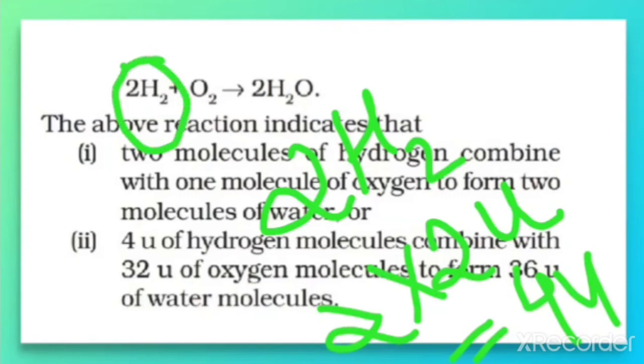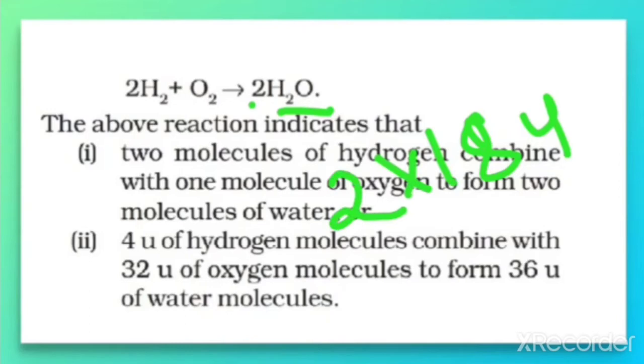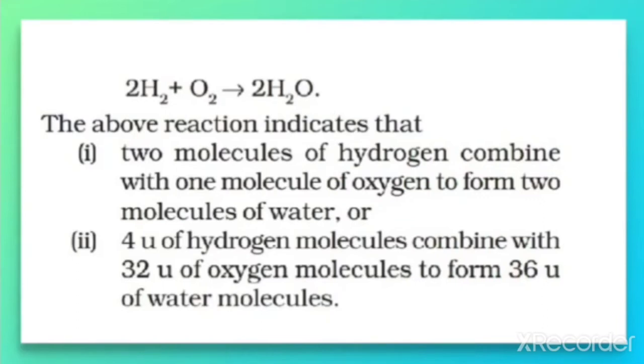So what is the mass of 2H2? That is 4U. What is the mass of oxygen here? That is 32U. And what about the mass of water? The molecular mass of water is 18U. If I am saying 2H2O, that means 2 into 18, that is equal to 36U. So how do we define this in terms of mass? That is 4U of hydrogen combined with 32U of oxygen to form 36U of water.